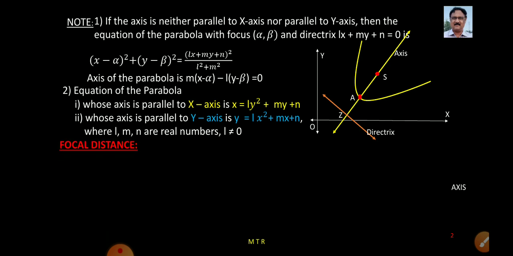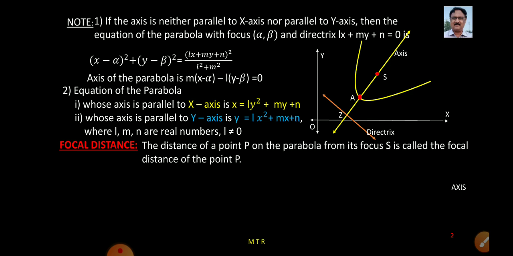Okay. Now we discuss focal distance. What is meant by focal distance? Suppose this is the parabola. This is the axis of the parabola. This is the focus S. This is a point on the parabola, denoted by P. This distance from S to P is called the focal distance. Focal distance is the distance of a point P on the parabola from its focus. So SP is the focal distance of the point P.